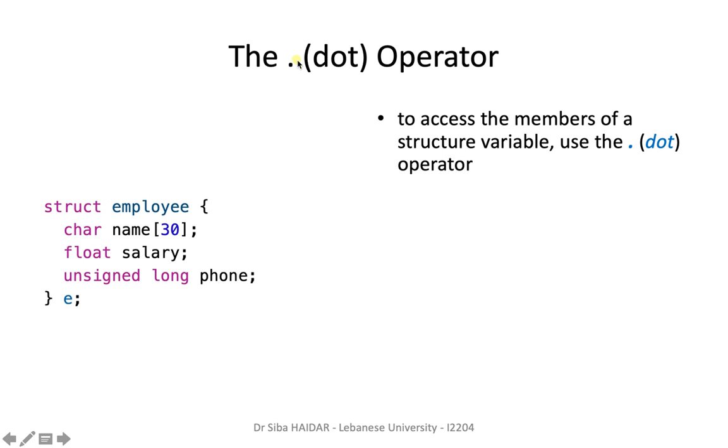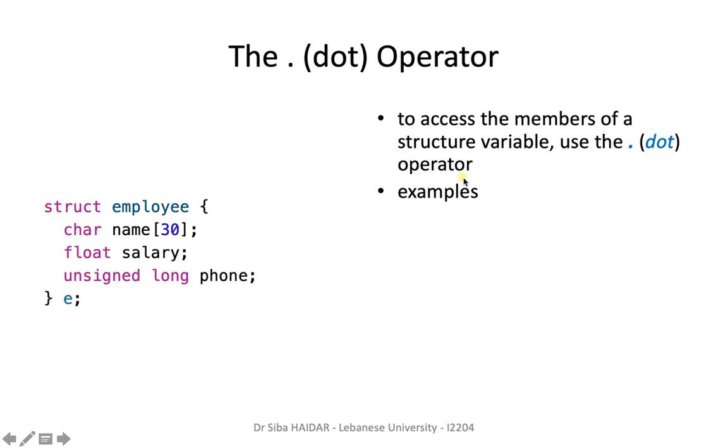Let us see what the dot operator is now. Suppose I have struct employee, which is our employee type, and I have a variable E of this type also declared. Suppose we have initialized this variable or we didn't initialize this variable. We want to access the members of the structure variable. To do so, we use the dot operator.